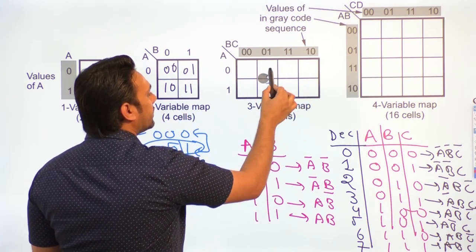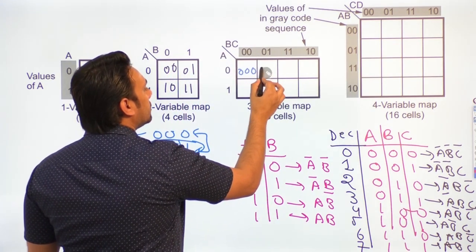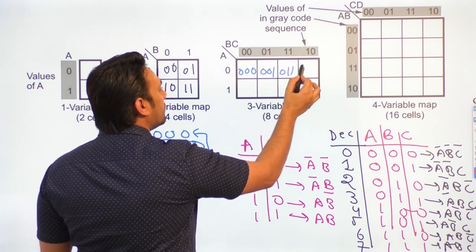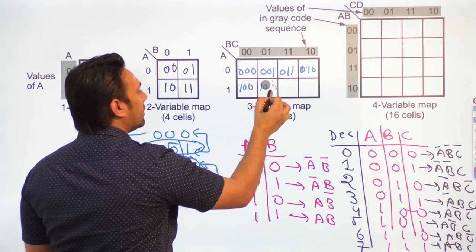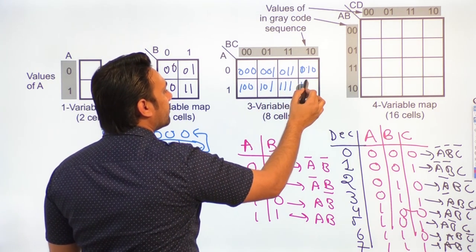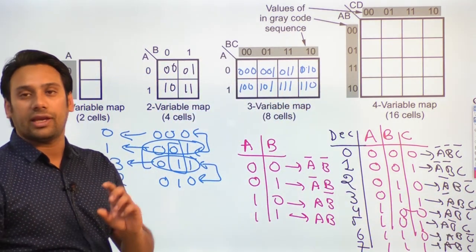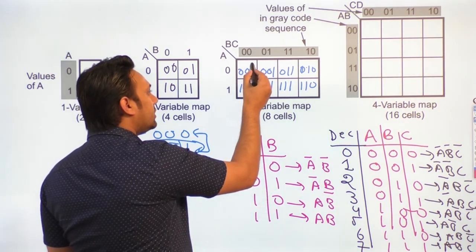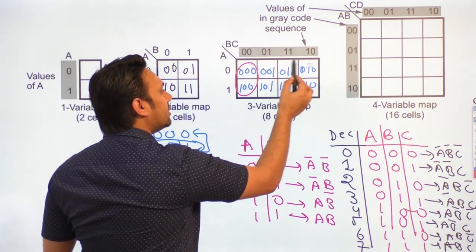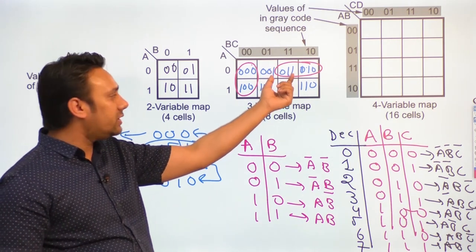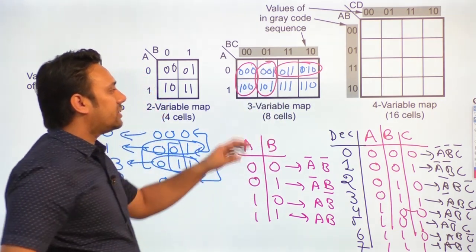If I write the values again, they will be 000, 001, 011, 010, then 100, 101, 111, and 110. If you take any two adjacent cells, aap koi bhi randomly do adjacent cell lijiye, maybe these two cells, there's a change of only 1 bit, right? So only 1 bit is changed. Even if I take these two cells, still there's a change of only 1 bit.